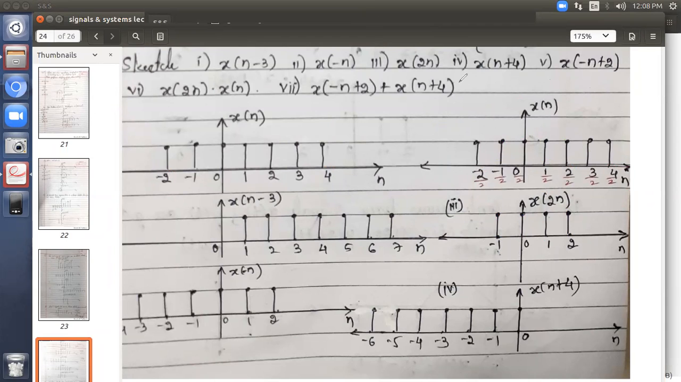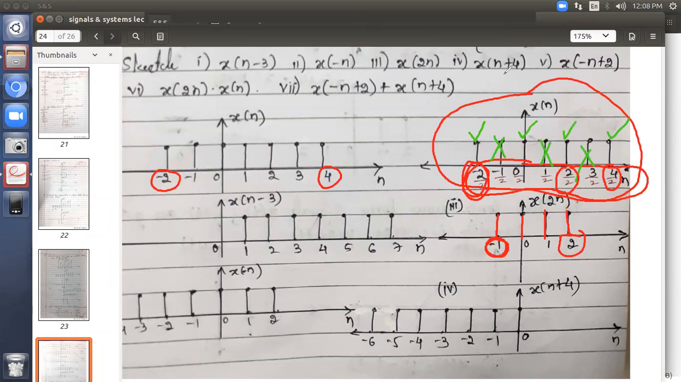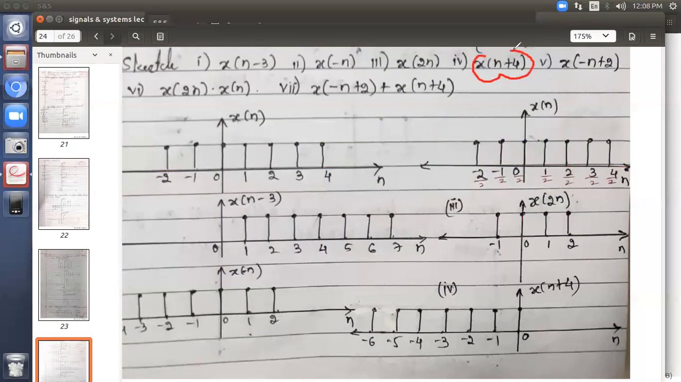Shall we take one more? It is the next one. If you see, it is x of n plus 4. Here we have done n minus 3, and here it is n plus 4. Plus 4 means shift to the left side by 4 amounts.